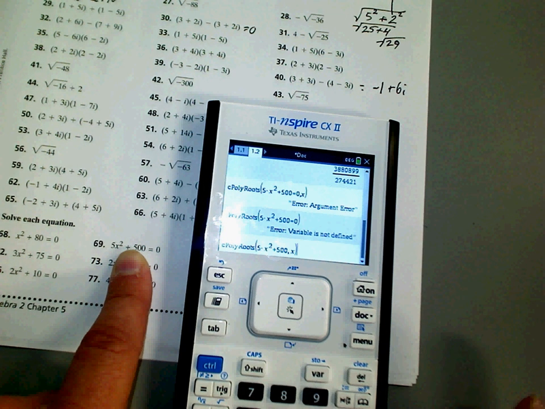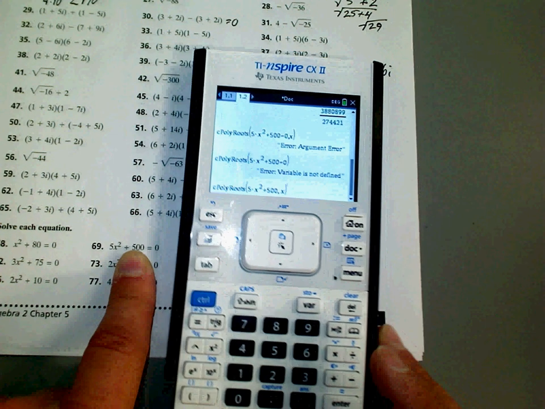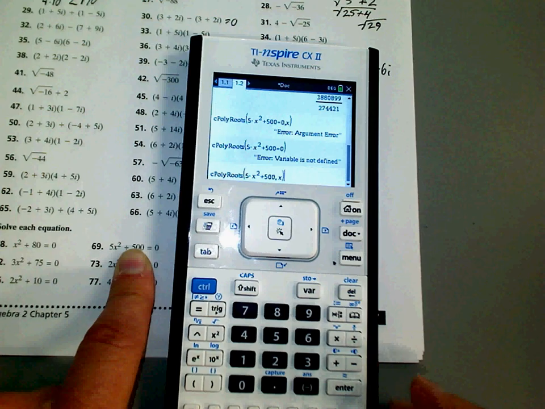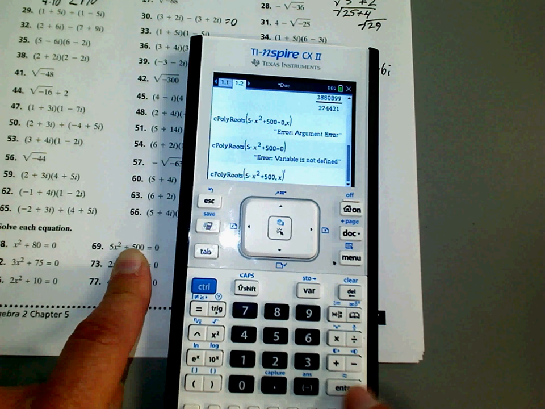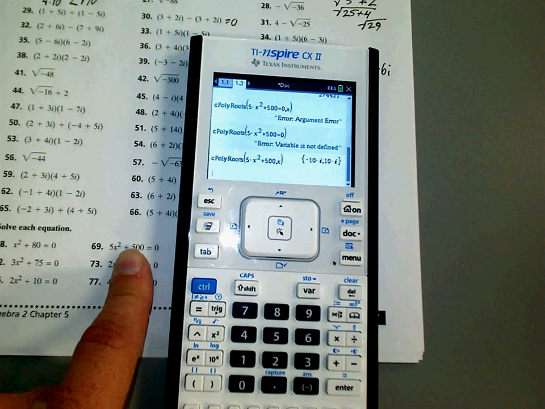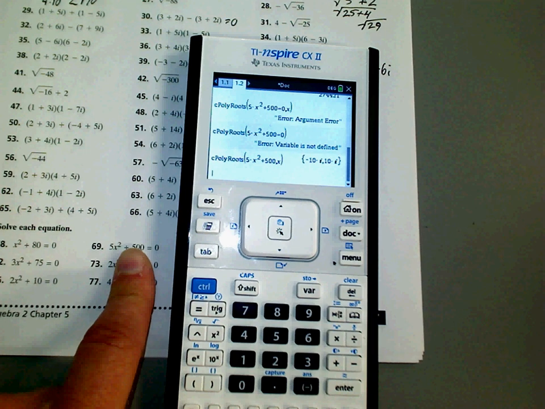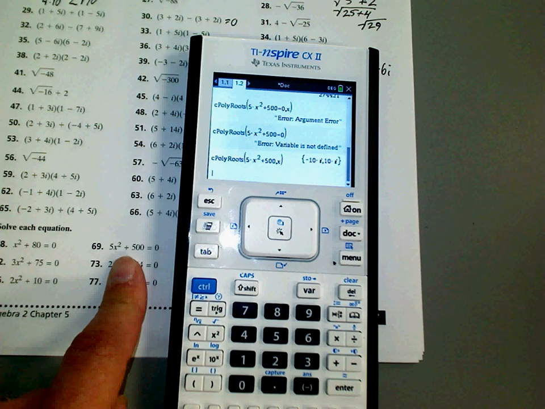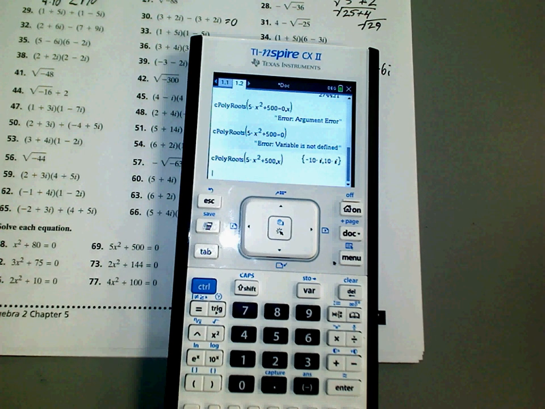Oh, you see what I did? You don't put the equal sign there. You just put the 5x squared plus 500 solved for x. Same thing. There they are. They are complex. Looks like negative 10i and positive 10i. And that's what I'm seeing. Negative 10i and positive 10i.